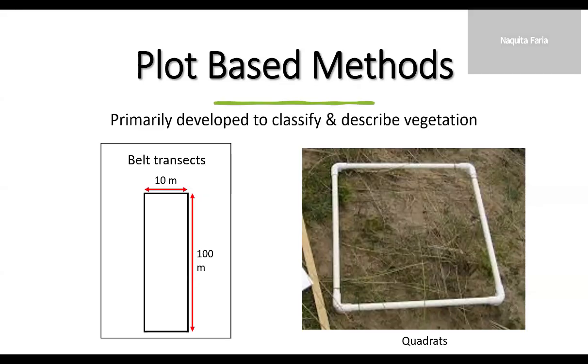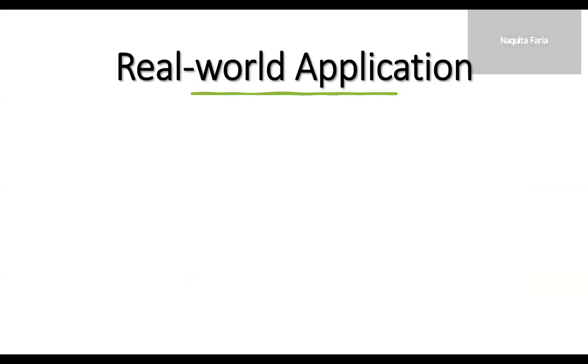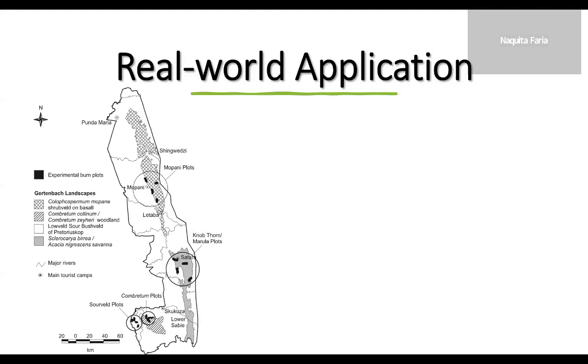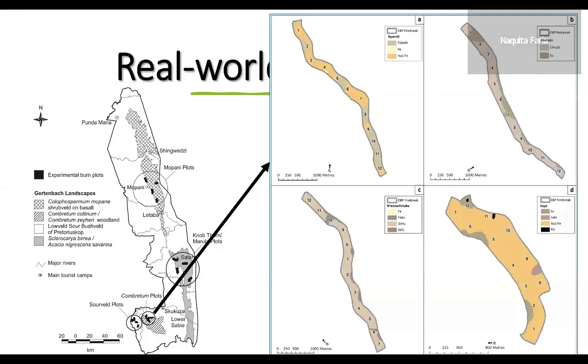So I used a belt transect when I did my master's study. My master's was based in Kruger National Park. We looked at the different experimental burn plots that have been running over 50 years within Kruger. And at each burn plot, they have different burning regimes that they do. So these are just an example of each EBP, an experimental burn plot that they had. And within each one, they had different fires that they used to burn, at different intervals.